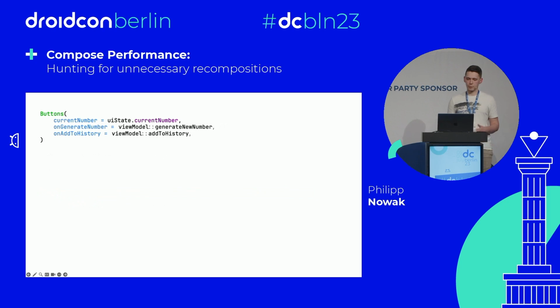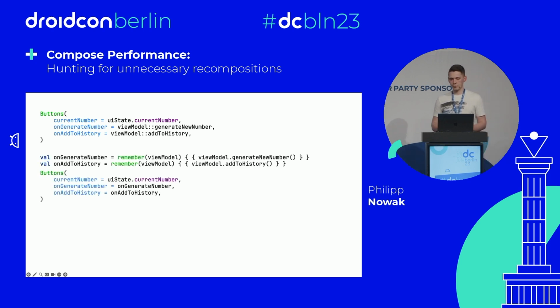One simple way is to use method references instead of lambdas, since method references are stable function types. Another way would be to wrap the lambda by a remember. This is useful if you need to pass some parameter to the called method and therefore can't use method references directly. For our example, method references work totally fine, so we change it. And before we look back into the layout inspector, we want to have a look at one more thing.